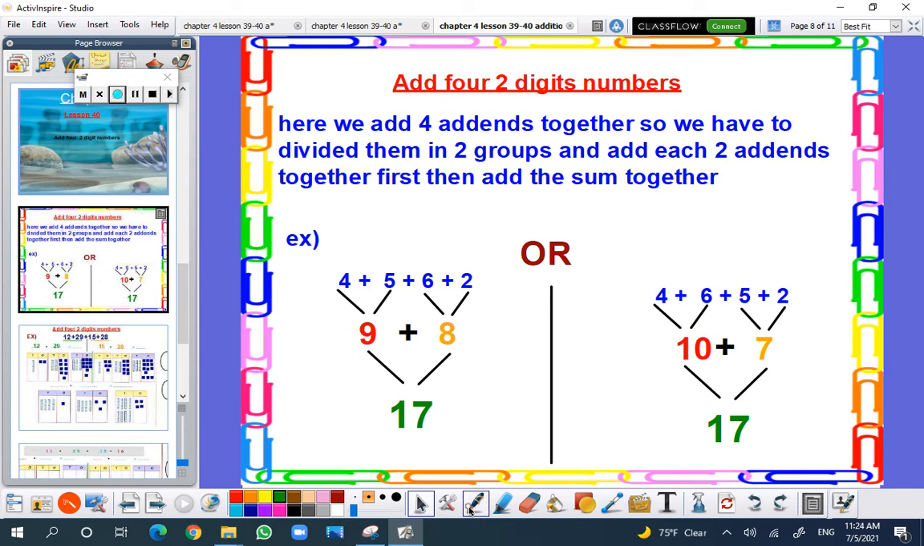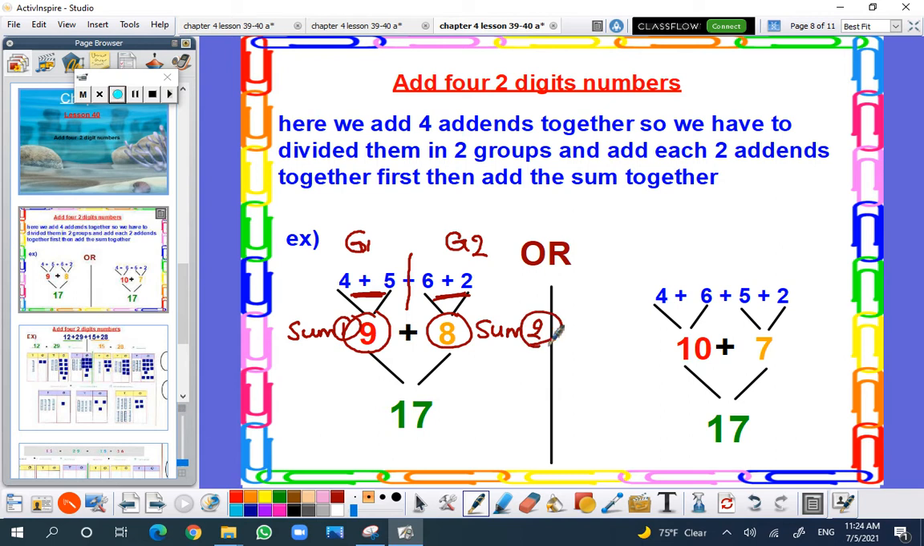For example, we have an easy example: 4 plus 5 plus 6 plus 2. The first step, I'm going to divide them first into groups. So let's take the first group, 4 plus 5, this is group number 1, and 6 plus 2, which is group number 2. The sum of group number 1, 4 plus 5 equals 9. So 9 is the sum of group number 1. And 6 plus 2 equals 8. 8 is the sum of group number 2. Then we are going to add the sum of group number 1 with the sum of group number 2, which gives us the final answer, 8 plus 9, which is 17.